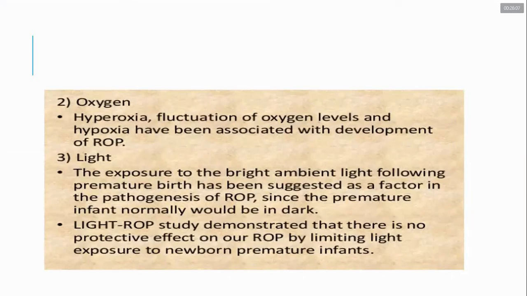Oxygen, that is hyperoxia, fluctuation of oxygen level, and hypoxia have been associated with the development of ROP. Light: exposure to bright ambient light following the premature birth has been suggested as a factor in the pathogenesis of ROP, since the premature infant would normally be in the dark. The Light ROP study demonstrated that there is no protective effect on ROP by limiting light exposure to the newborn premature infant.